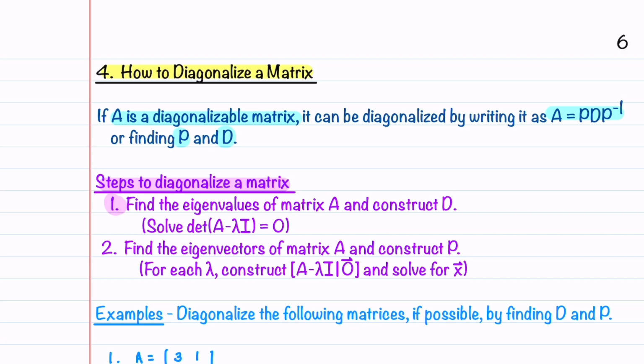The first step is to find the eigenvalues of matrix A and construct our diagonal matrix D. We can do this by solving the determinant of A minus lambda I equal to 0. Our second step will be to find the eigenvectors of matrix A and construct matrix P. To do this, for each eigenvalue, we need to construct A minus lambda I augmented with 0 and then solve for vector x. And that's going to give us the eigenvectors.